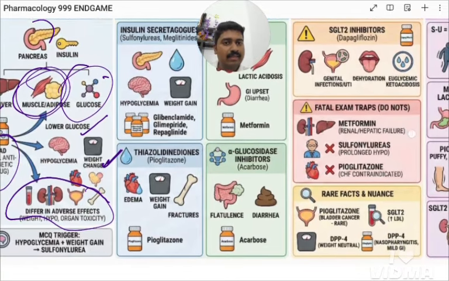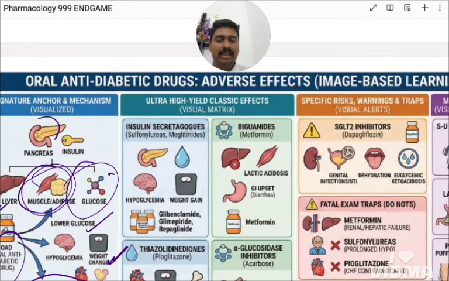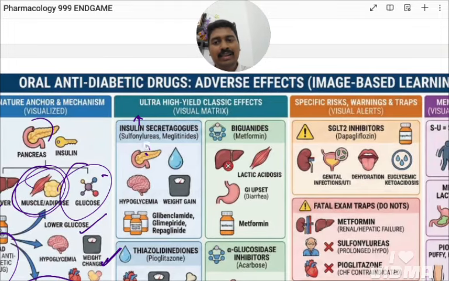Now, we'll go through the different classes of oral anti-diabetic drugs, the oral hypoglycemic agents. First we have insulin secretagogues, which means they increase the secretion of insulin from the pancreas. Whatever part of the pancreas is still unaffected, from that it will increase insulin secretion. There are two classes of drugs here. One is sulfonylureas, the common names being glibenclamide and glimepiride, and one more is meglitinides.